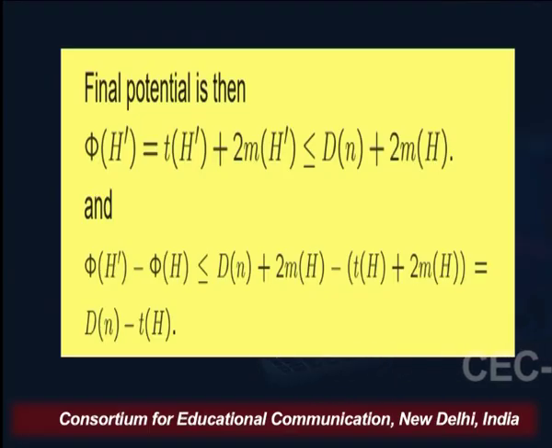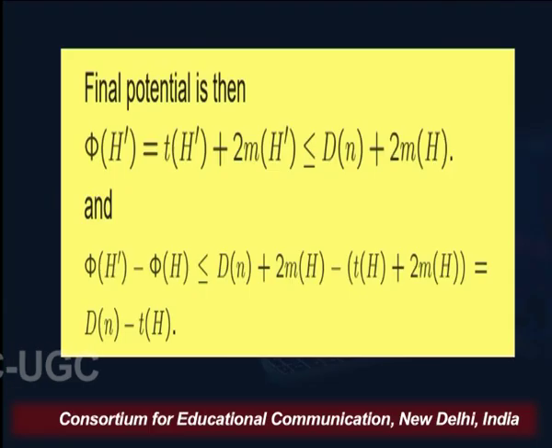So, finally, the new potential, or we can say the final potential of the newly created heap, which is denoted by phi of h dash, is equal to T of h dash plus 2 of m h dash, less than or equal to d of n plus 2 of m h.